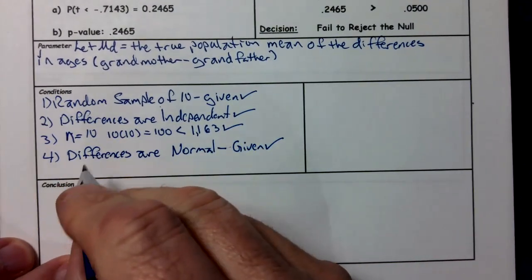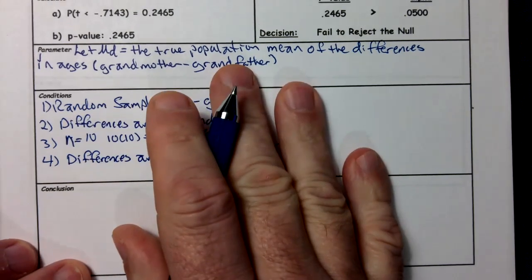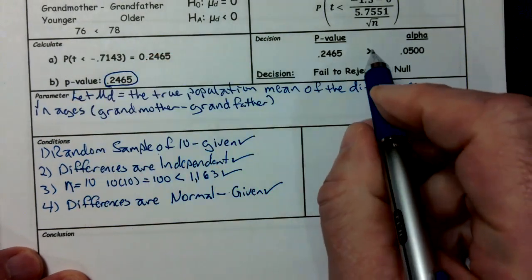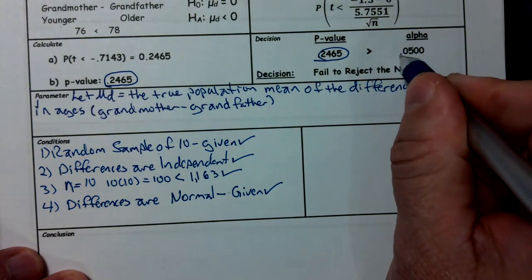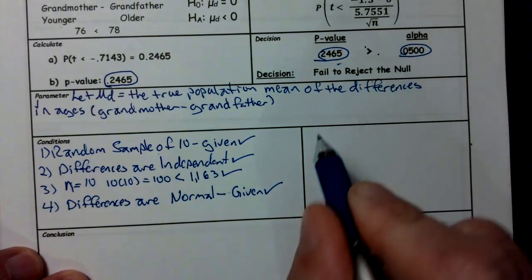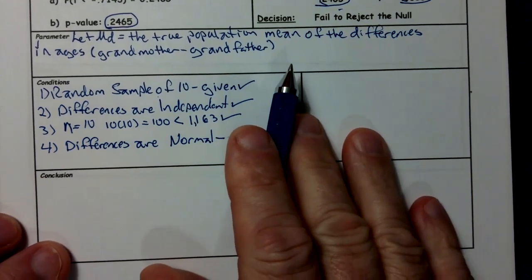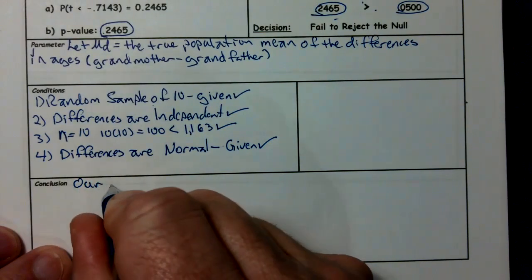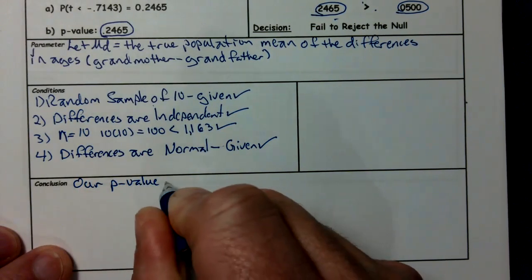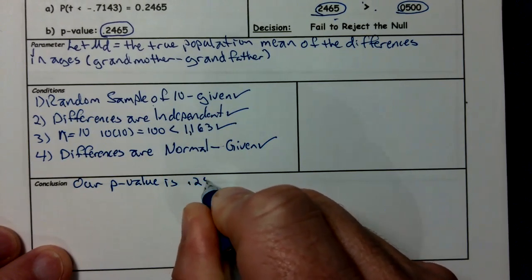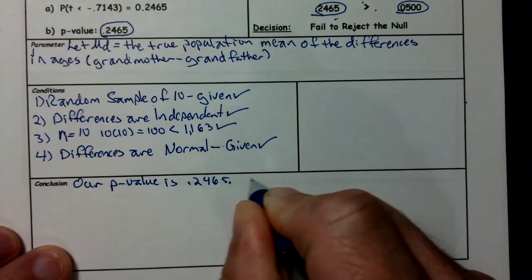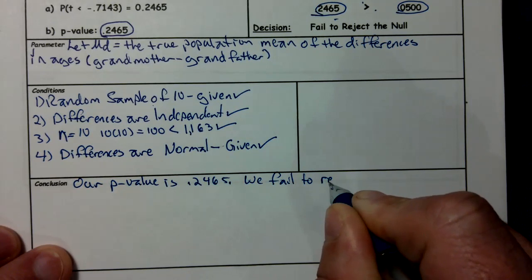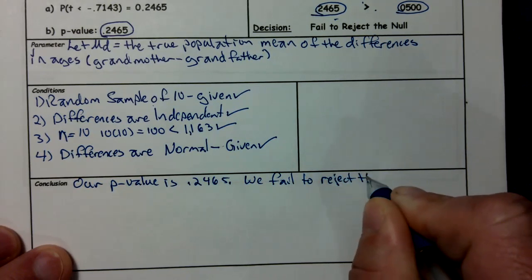Lastly, we need to write our conclusion. So we're going to have to refer back to our information. Up here we have a p-value of 0.2465, which is pretty large, and they told us our alpha was 0.05. This is greater, so we're going to fail to reject, and that's going to be our decision. So our p-value is 0.2465. Our decision: we fail to reject the null.